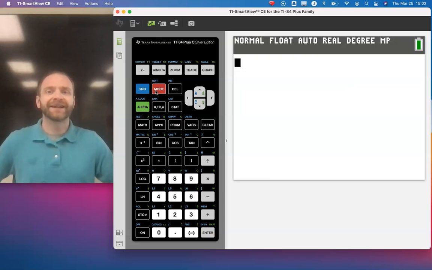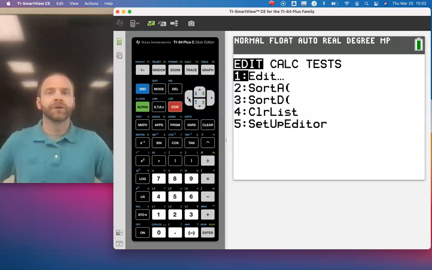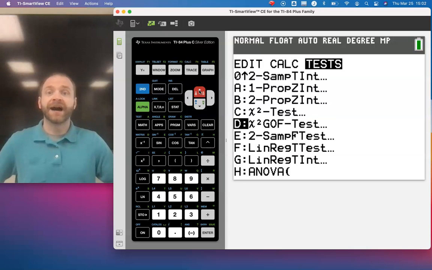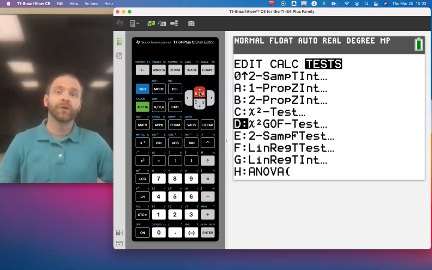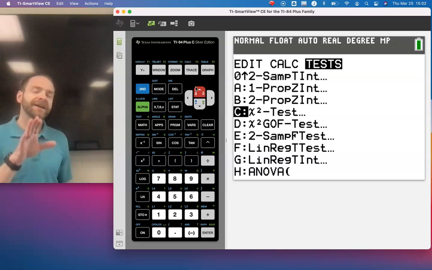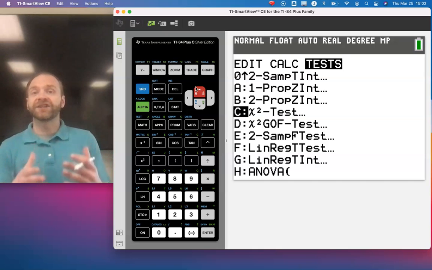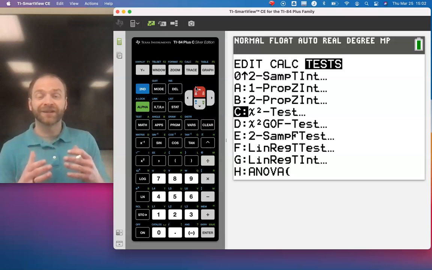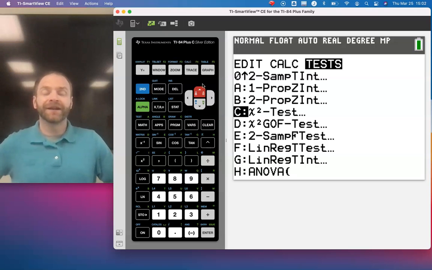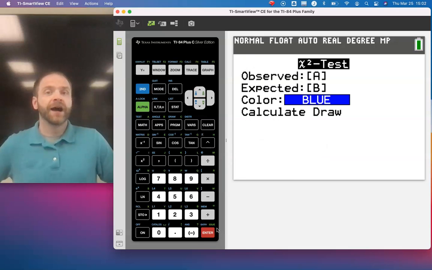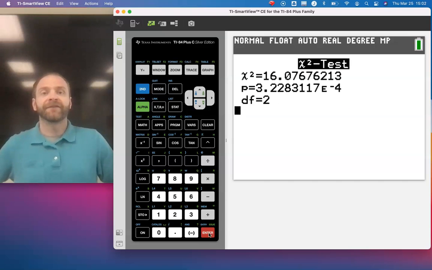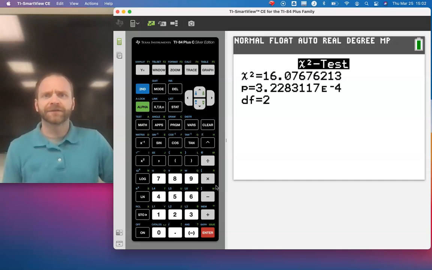Then I'm going to hit second quit. I'm going to go to stat, go over to tests, and choose not chi-square test of goodness of fit, but up one more to chi-square test. Notice chi-square test for homogeneity and chi-square test for association and independence use the same part in our calculator. I have observed as matrix A. It's going to output the expected in matrix B, and I'm just going to hit calculate. We have our p-value, but wait a minute. How do I look at my expected counts? Well, it's stored in matrix B for you.